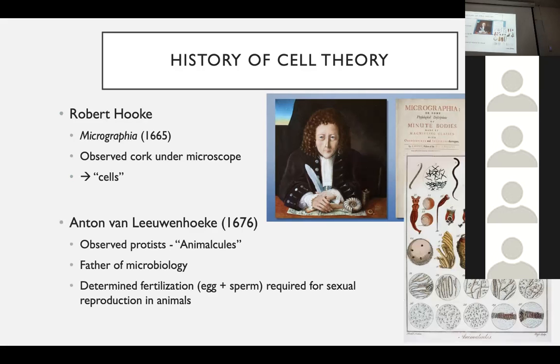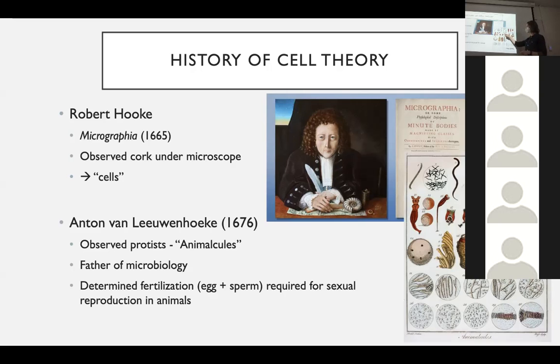And then this guy with a really long, hard to pronounce name came along a few years later, Anton van Leeuwenhoek. And he's considered the father of microbiology. Microbiology is essentially the study of mostly single-celled organisms, anything that you have to look at under a microscope. And the first things he observed were protists. They're just really primitive organisms, and he called them animalcules.